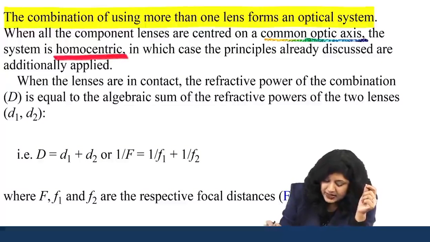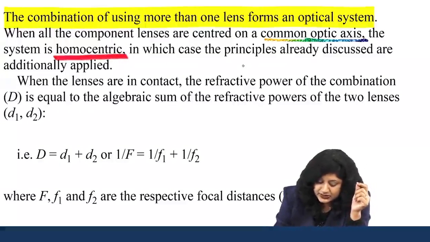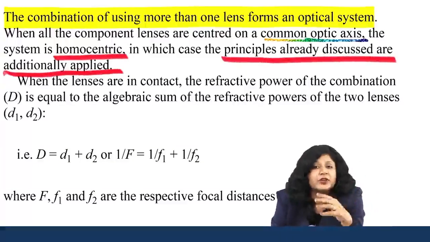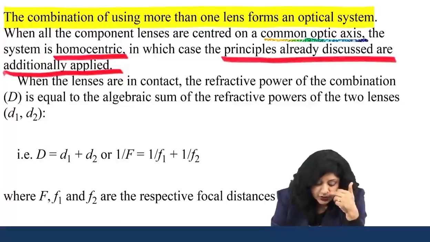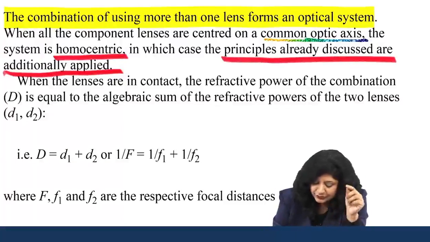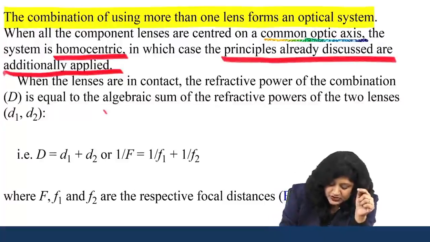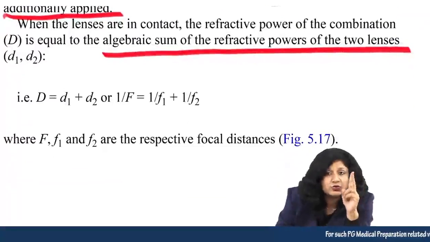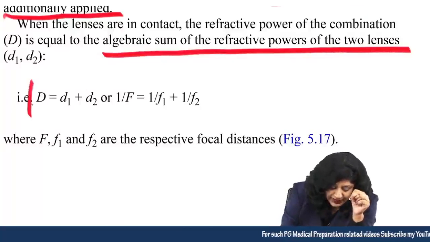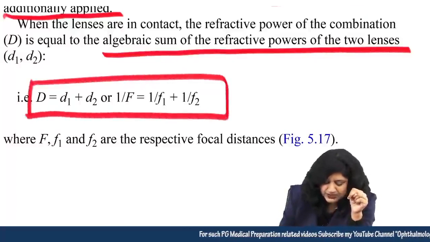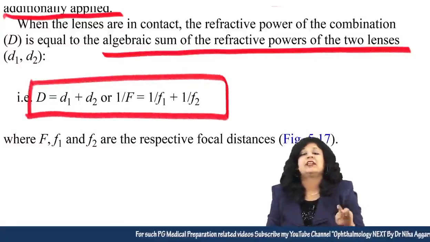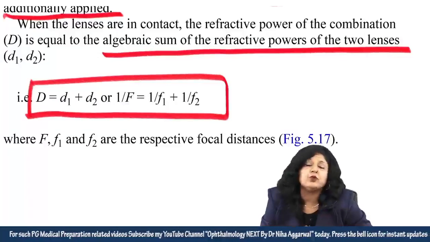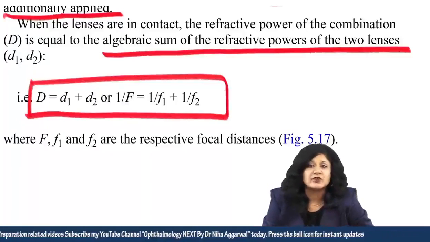In this case the principles already discussed are additionally applied, but we have already read all these things. When the lenses are in contact, the refractive power of the combination will be just equal to the algebraic sum of the refractive powers of the two lenses. So if I am talking about two lenses, the capital D will be equal to small d1 plus d2. If I talk about the focal length, that is inversely proportional to the refractive power. So 1 upon capital F will be equal to 1 upon f1 plus 1 upon f2. That is very, very simple.